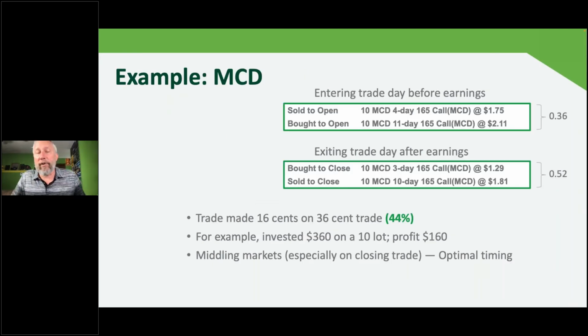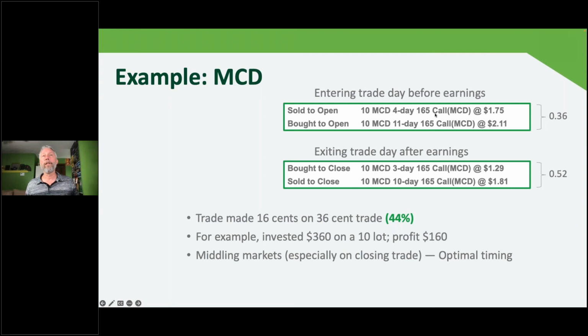So let's go through some examples. This is a trade that a trader could have made in a previous earnings cycle. This was in McDonald's. A trader could have gone through that checklist and all the details involved, and it would have triggered this trade. So a trader could have bought this time spread here by selling to open 10 of the McDonald's 4-day to expiration 165 calls at $1.75. And at the same time, as part of one trade, bought to open 10 of the McDonald's 11-day to expiration 165 calls at $2.11. Sold these, bought these. This is one trade. It's called the time spread.